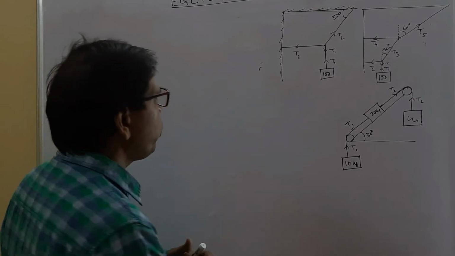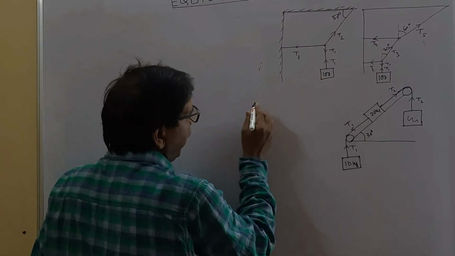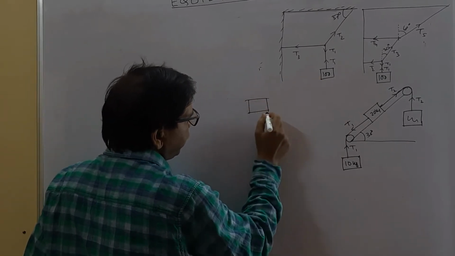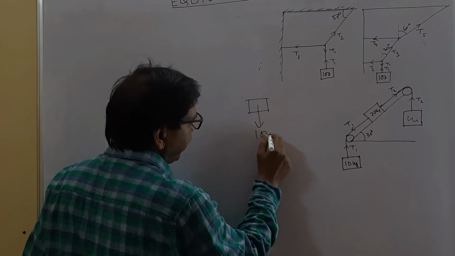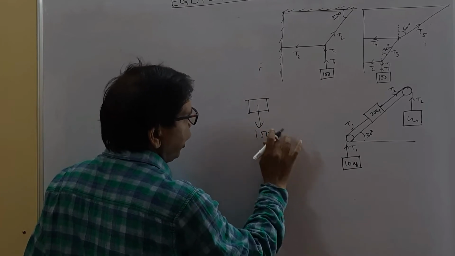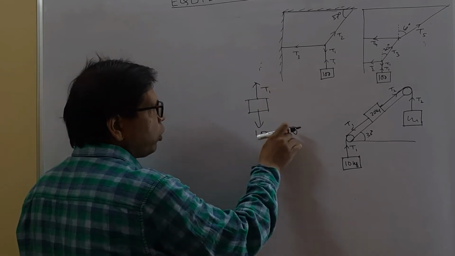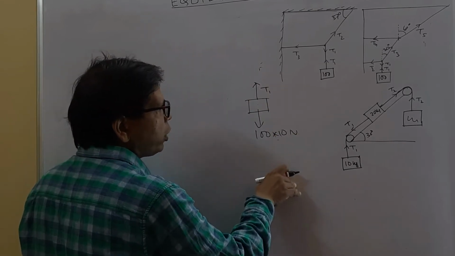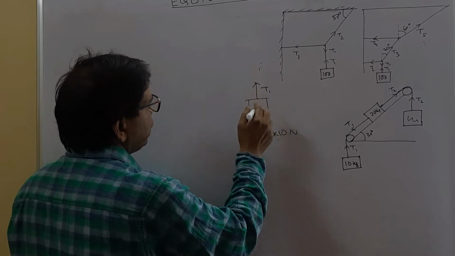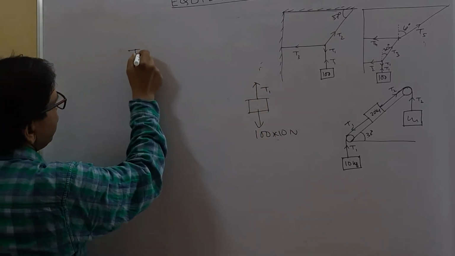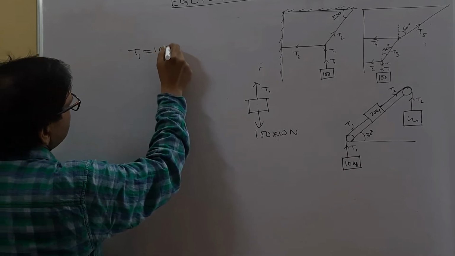Now next problem. Look at this, the free body diagram of 100 kg. This is the 100 kg. So the force acting along this direction is 100 into 10 Newton, directed along this direction, and T1 up this direction. So T1 equals 1000 Newton.